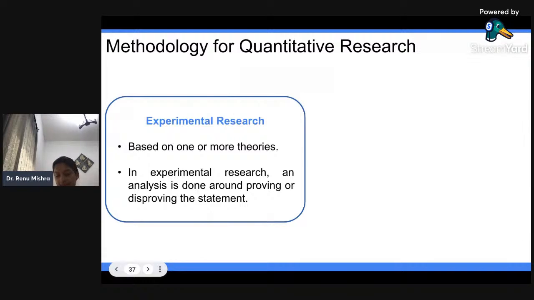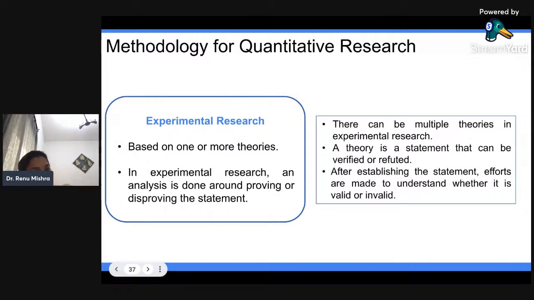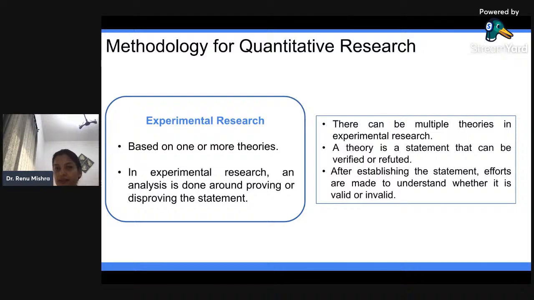Okay, next is experimental research. Basically this research is surrounding theories. Here the researcher is trying to either agree or not agree with a statement. For example, as I said, in Maslow's hierarchy, when your basic needs are fulfilled, you move to the next level of the hierarchy. Is it true or not? I am trying to verify the statement.